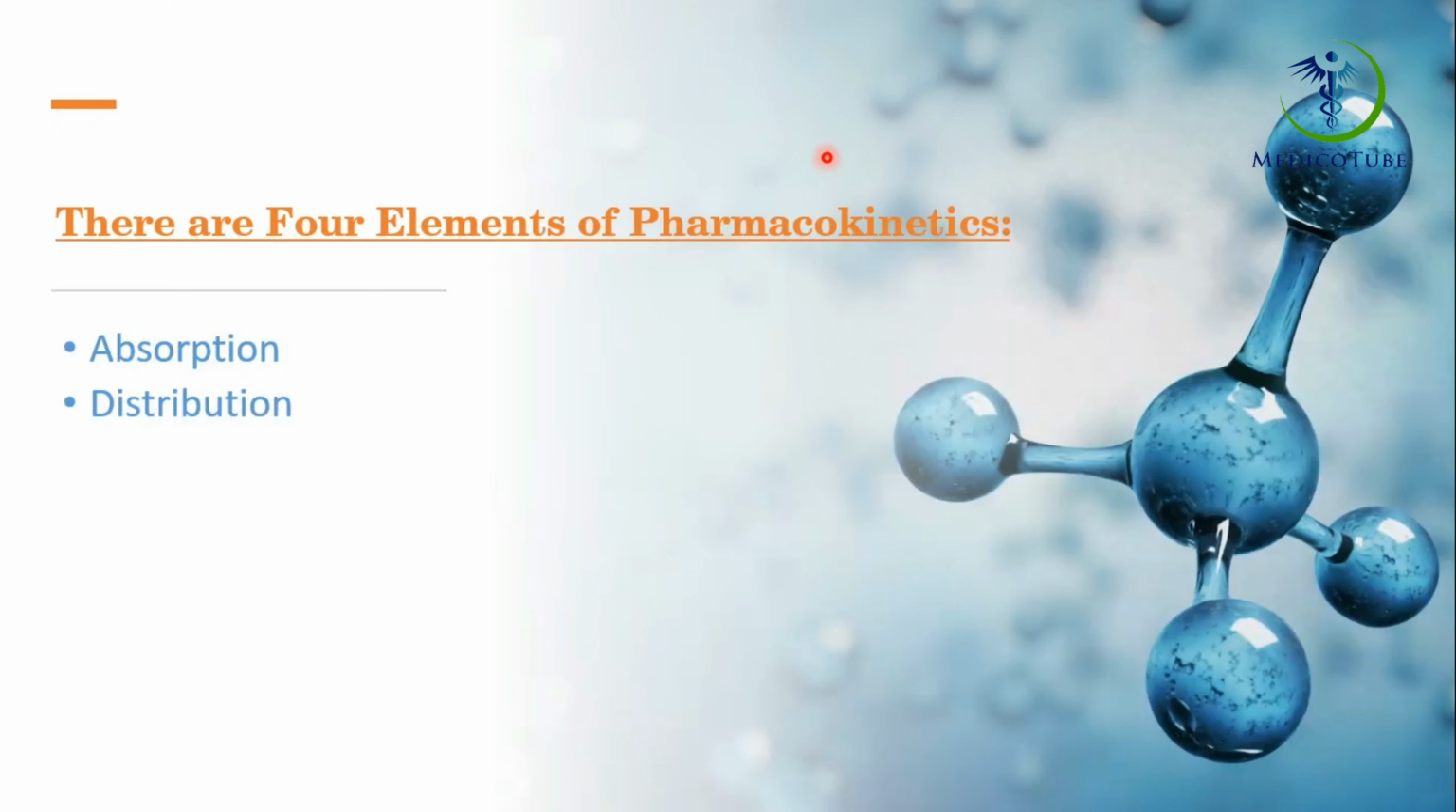The third one is metabolism. Metabolism is how the body chemically modifies the drug. And the fourth one is excretion, that is how the body gets rid of the drug. These are the four elements we consider when we are talking about pharmacokinetics. Let's see how these four things work. In a short time we will discuss these, but later I will explain each of them.